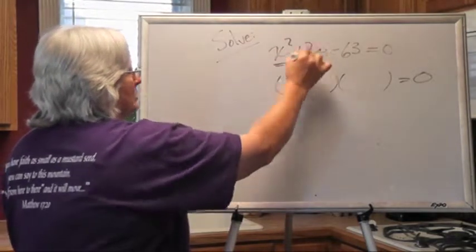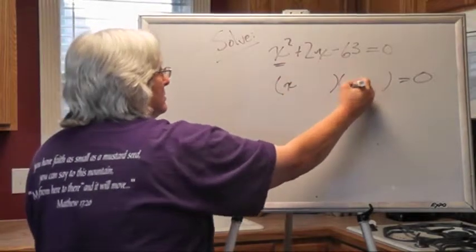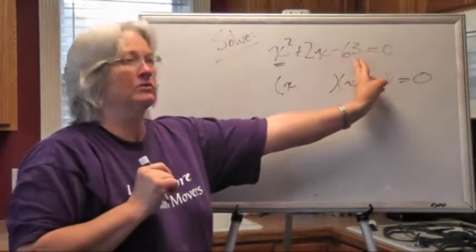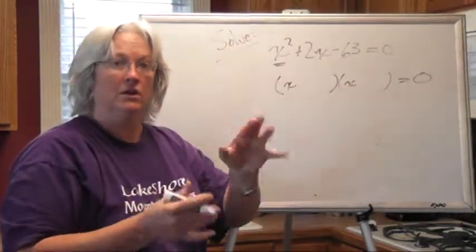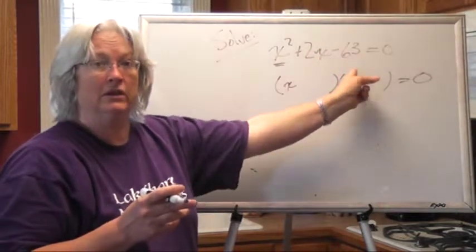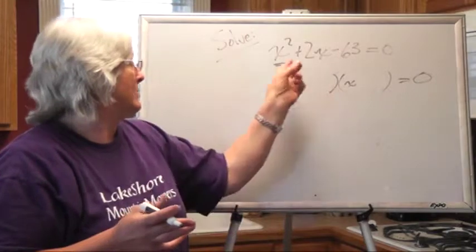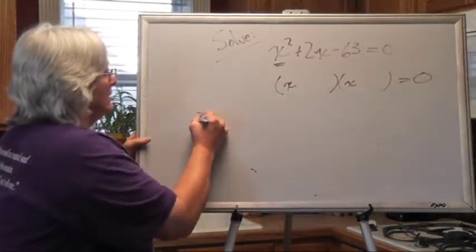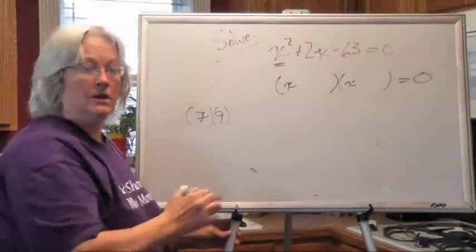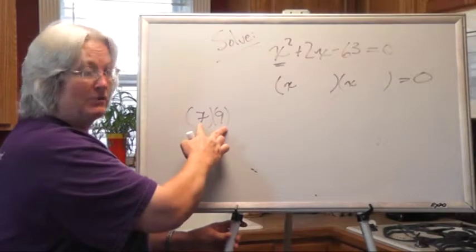Our first terms multiplied together have to equal x squared, so x times x. Now we're going to look for two factors of 63 so that when we multiply them together, we get negative 63, and when we add them together, we get a positive 2. Well, 7 times 9 is 63, right? You see that there's a difference of 2 between these two factors.